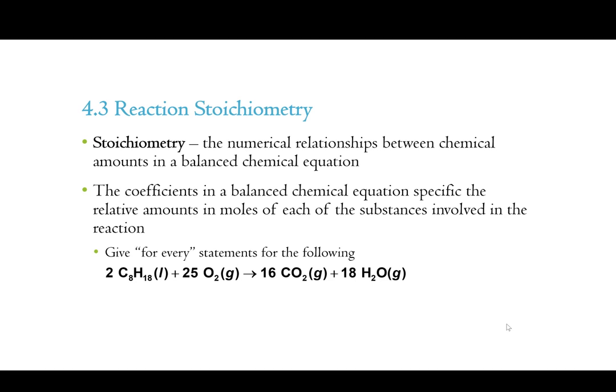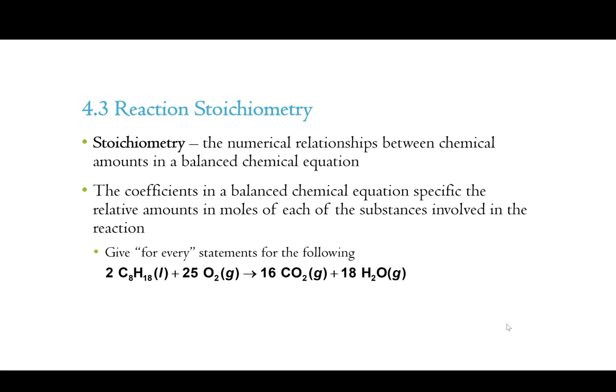All right, so stoichiometry is the study of the numerical relationships between chemical amounts in a balanced chemical equation. The coefficients in a balanced chemical equation give us a ratio of particles, and that's what we've been using. So 2 molecules of propane react with 25 molecules of oxygen to produce 16 molecules of carbon dioxide and 18 molecules of water. But molecules is not the scale that chemists work on. 18 molecules of water is not enough to do anything with.